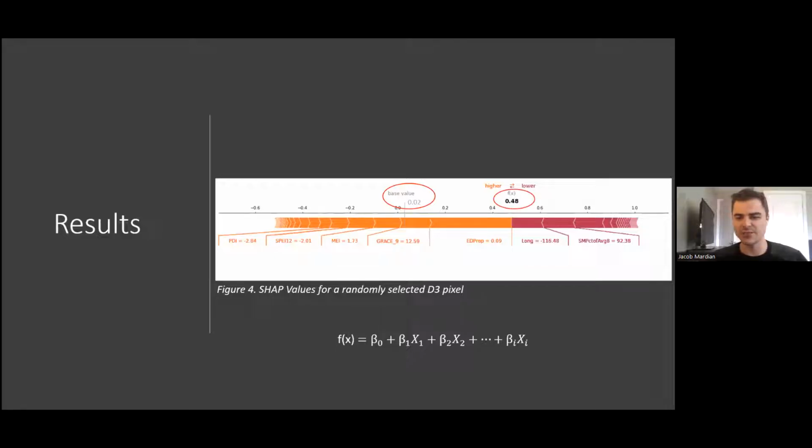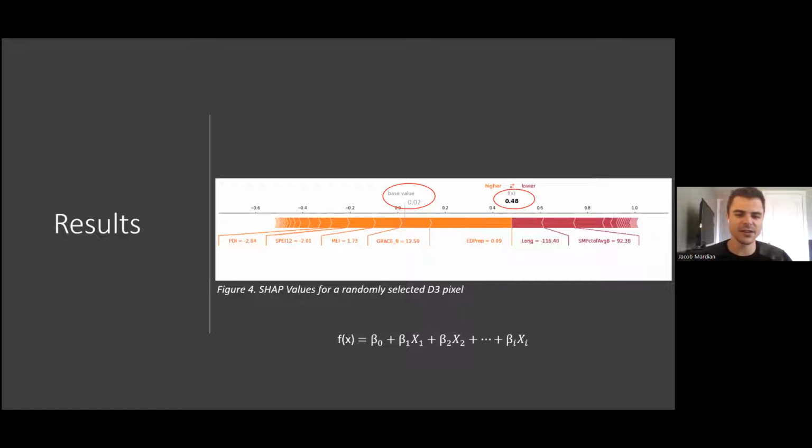However, our model actually predicts a 48% chance of D3 drought in this case. So normally we ask the question of, well, why is there a gap there? Why did our model make that prediction? And so you can see our SHAP values here. All of our predictors in orange are increasing the probability of a D3 drought, while all of our predictors in red are actually decreasing the probability of a D3 drought. And these will all add up to 48%, of course.